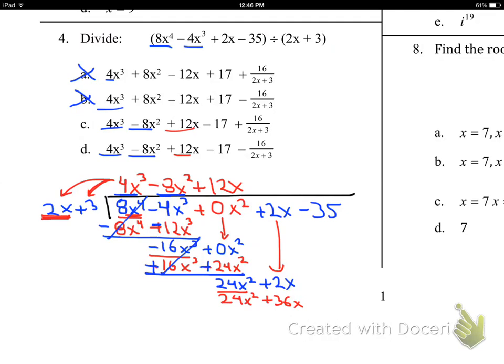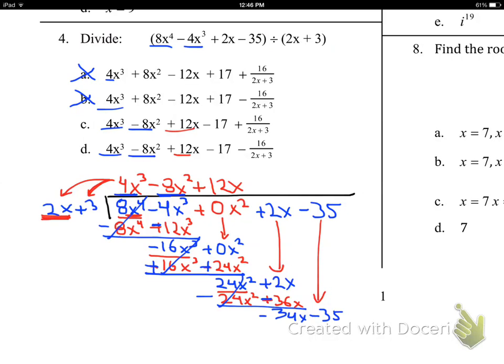And let's not forget to change the sign for both of them. That's a positive becomes a negative, that's a positive becomes a negative. That should always cancel out. And that will give you a negative 34x. Now bring down your next term, which is your negative 35. And then we go through the process again.